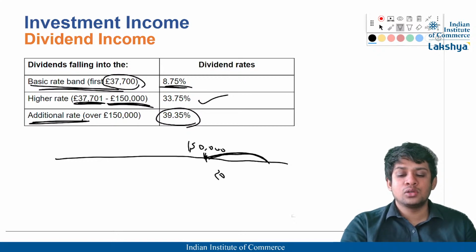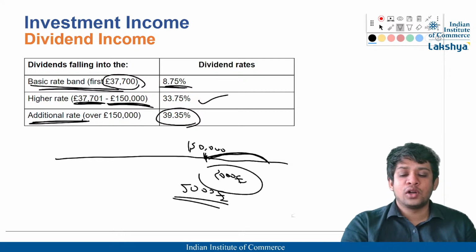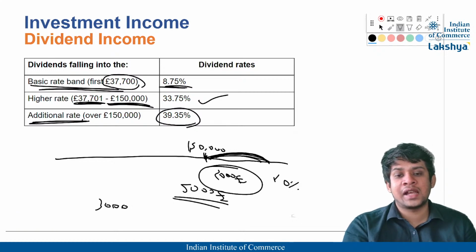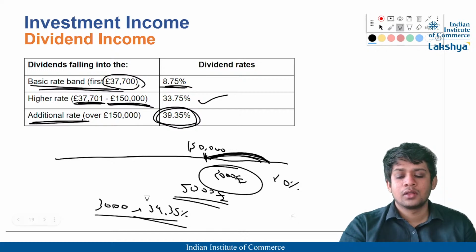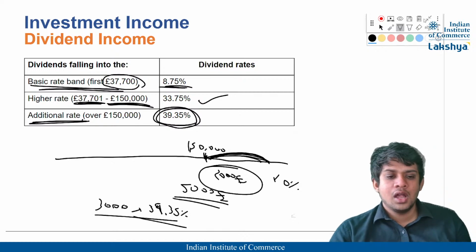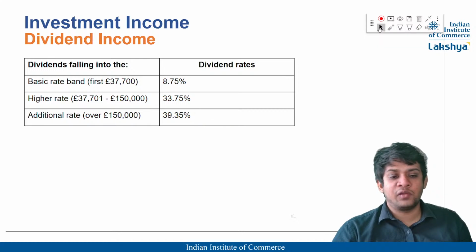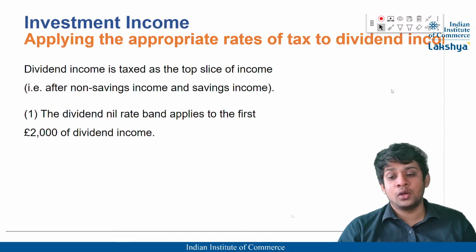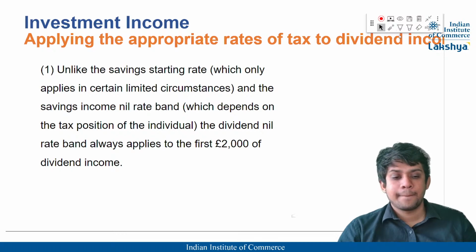On the first 2,000 pounds it will be exempt. But if the dividend income is 5,000 pounds in total, for 2,000 it is 0% tax, but for the remainder 3,000, since my dividend income is falling in the additional rate tax band, 39.35% will be charged on it. I hope it was clear from start to end. If you have any further doubts, you can let me know.